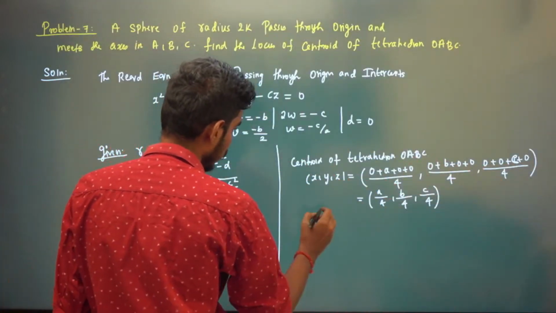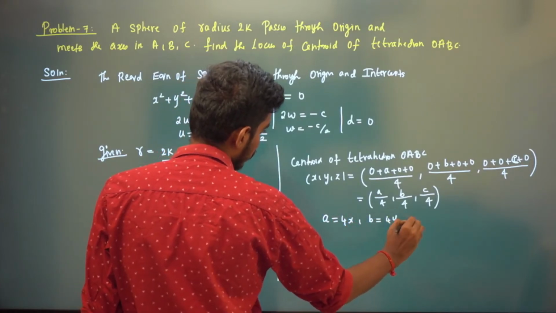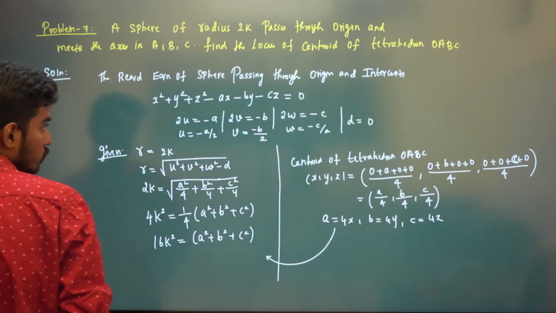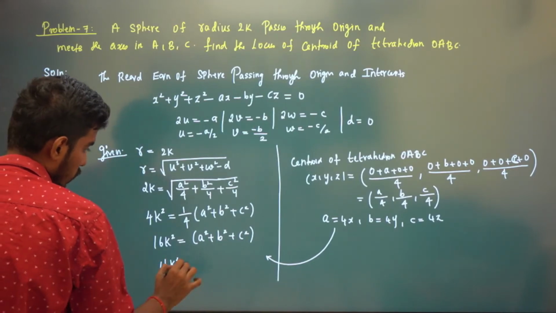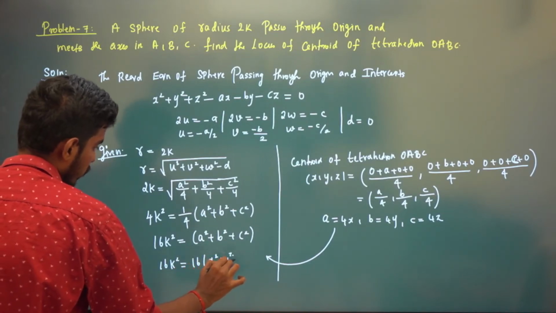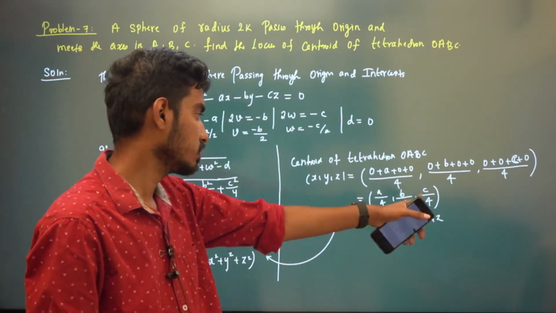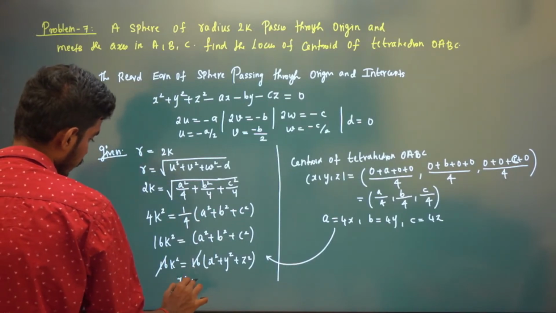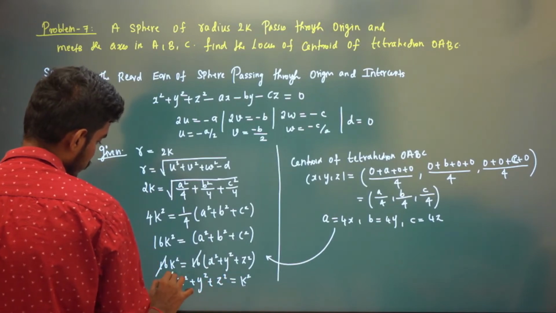So cross multiply this, so we will have a to be 4x, b to be 4y, c to be 4z. Substitute back here. So the locus is given by 16k square is equal to 16x square plus 16y square plus 16z square, right? A square, b square, c square. So cancel this 16. So x square plus y square plus z square is equal to k square. This is the locus.